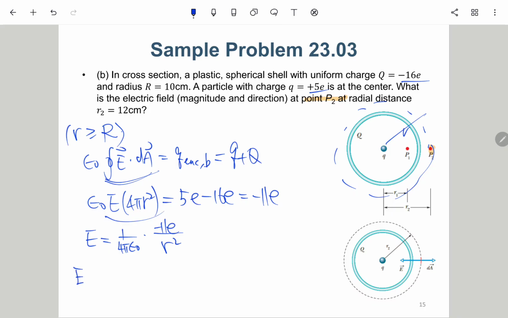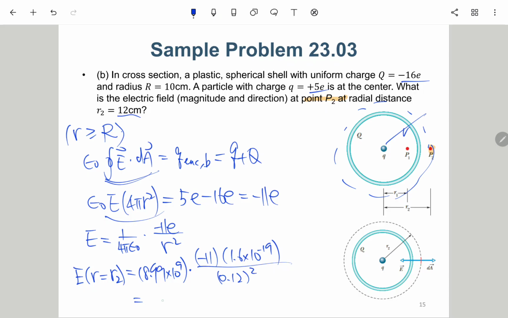So E for R to be R2 will be 8.99 times 10 to the ninth times negative 11, and then 1.6 times 10 to negative 19, over 12 centimeters, 0.12 squared. Which is negative 1.1 micronewton per coulomb.